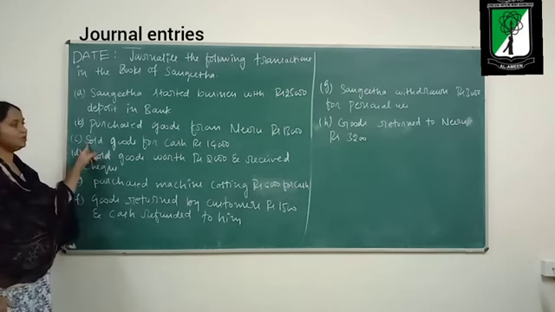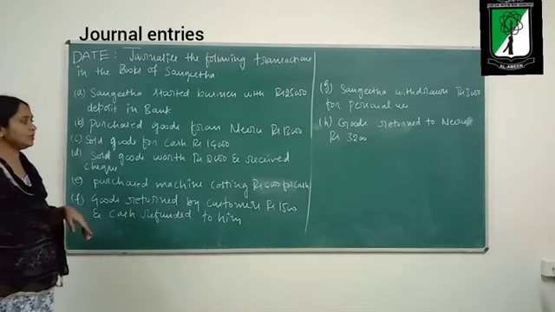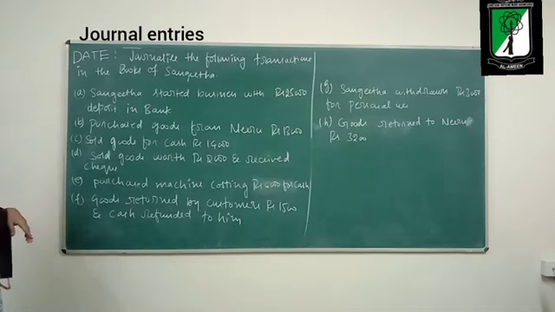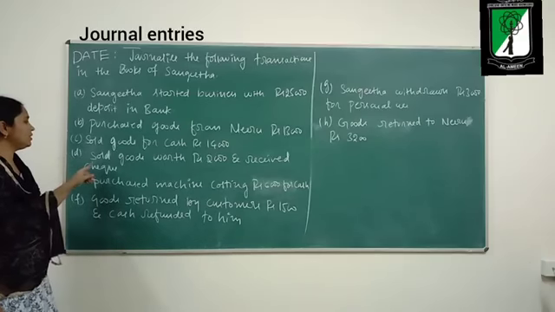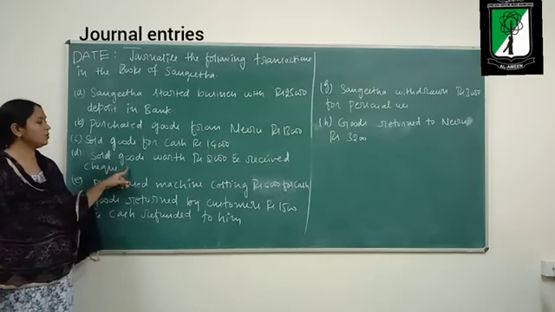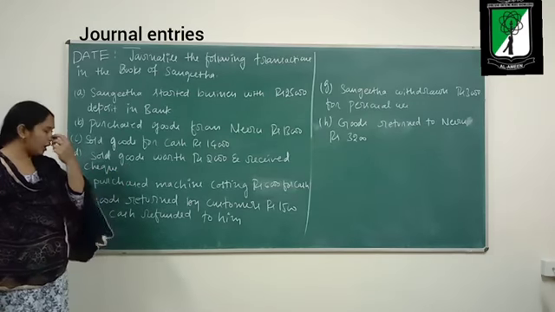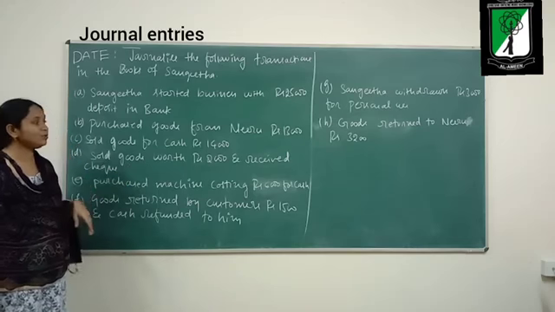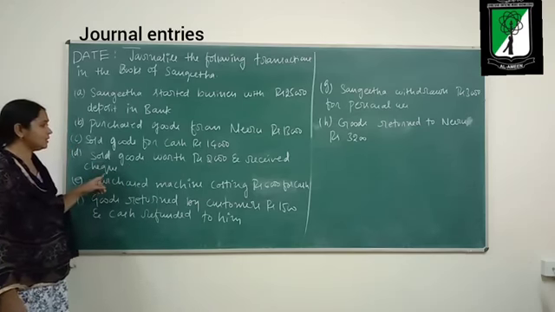Third transaction: sold goods for cash, rupees 14,000. Fourth transaction: sold goods worth rupees 2,000 and received a check.